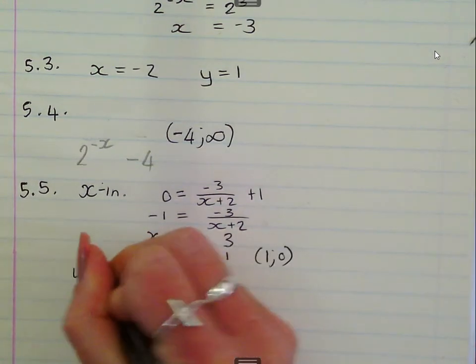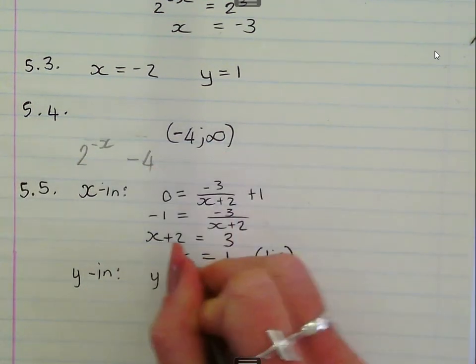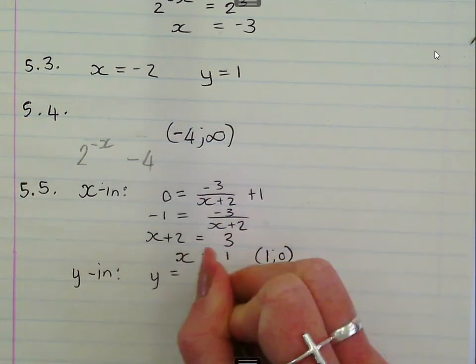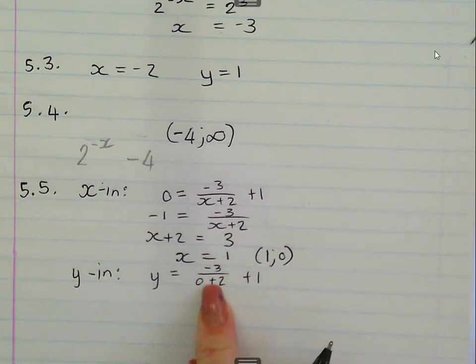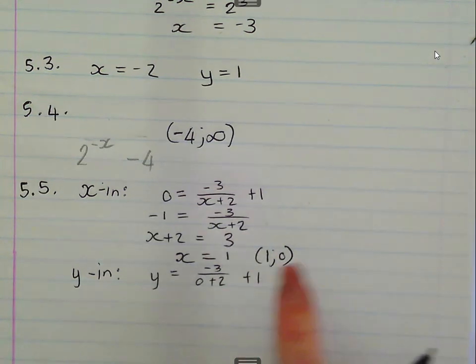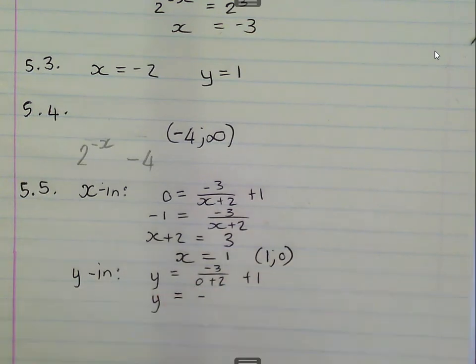Y-intercept, we make the x 0, y equal to negative 3 over 0 plus 2 plus 1. That's going to be negative 3 over 2, which is negative 1.5, plus 1. So y is going to be equal to negative 1/2. Panele, check up.